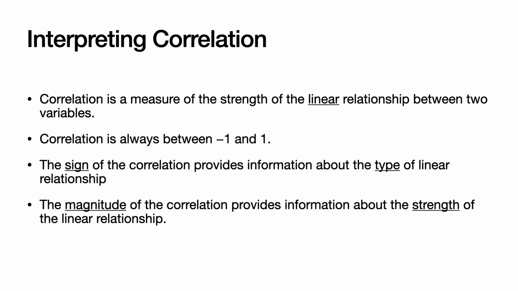Correlation is a measure of the strength of the linear relationship between two variables. Correlation is always between -1 and +1. This is a mathematical certainty. It can be proven mathematically. Now, the sign of the correlation provides information about the type or nature of the linear relationship. The magnitude of the correlation provides information about the strength of that linear relationship.